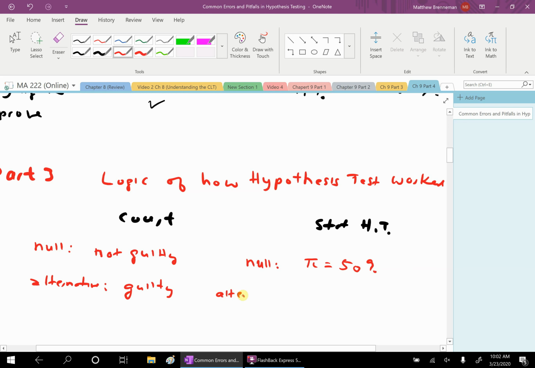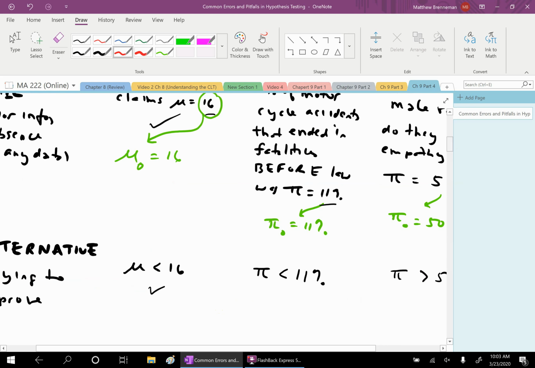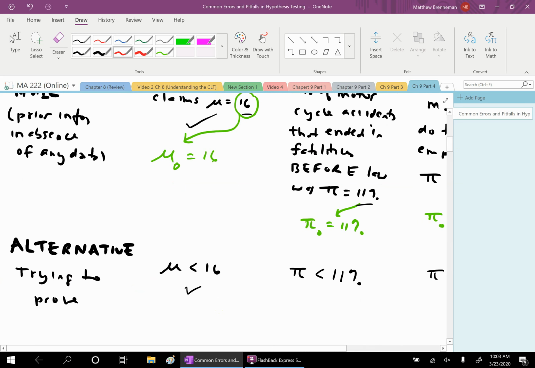And the alternative, which is what the researchers are trying to prove, is that it's greater than 50%. The alternative hypothesis, when I was a student, when I went back and read the really old papers, they actually had a slightly different name for the alternative, and I like it better. Sometimes people call the alternative hypothesis the research hypothesis. In other words, it's the thing that you're trying to research, that your study is trying to show.